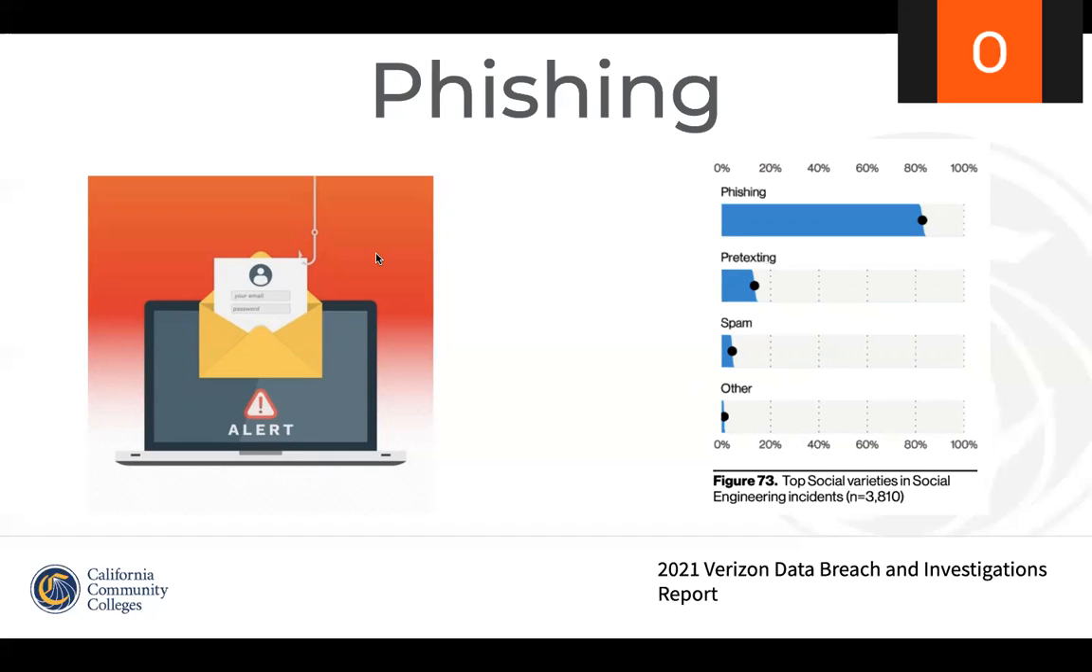So the first tactic we will go over is phishing. Phishing originated with the rise of the internet in the mid-1990s, and it is considered one of the oldest tricks in the social engineer's playbook. It is still effective to this day.